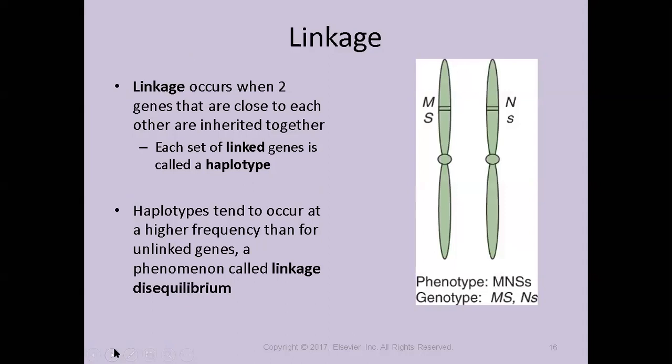Linkage is something else that is important with certain blood group systems that we're going to be talking about. And linkage occurs when two genes that are close to each other on a chromosome are inherited together. And when this happens, each set of linked genes is called a haplotype. And so here we see a pair of chromosomes, and we can see that on this chromosome, M and S are very close together. And on this one, N and s are very close together. And so these are examples of haplotypes because these genes are inherited together. So haplotypes tend to occur at a higher frequency than for unlinked genes. And so this results in something called linkage disequilibrium. Because they're so close to each other, they are inherited more readily together.